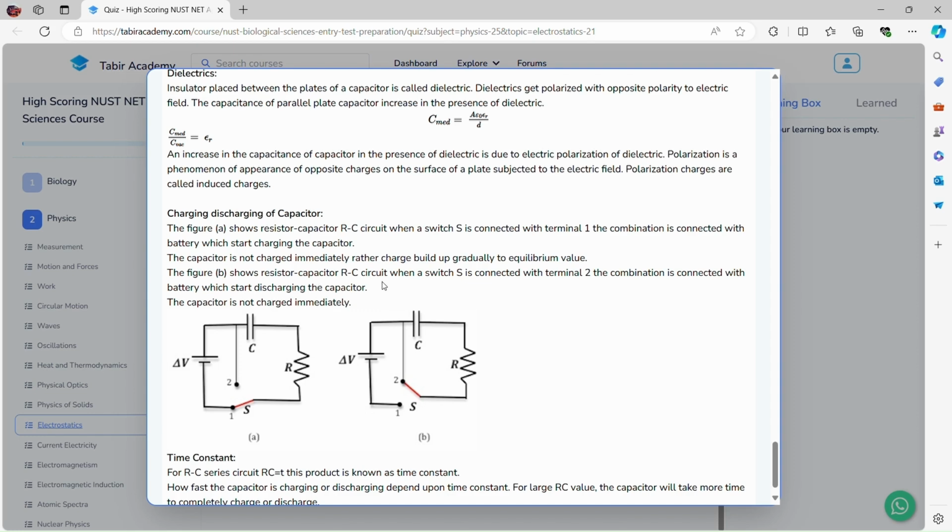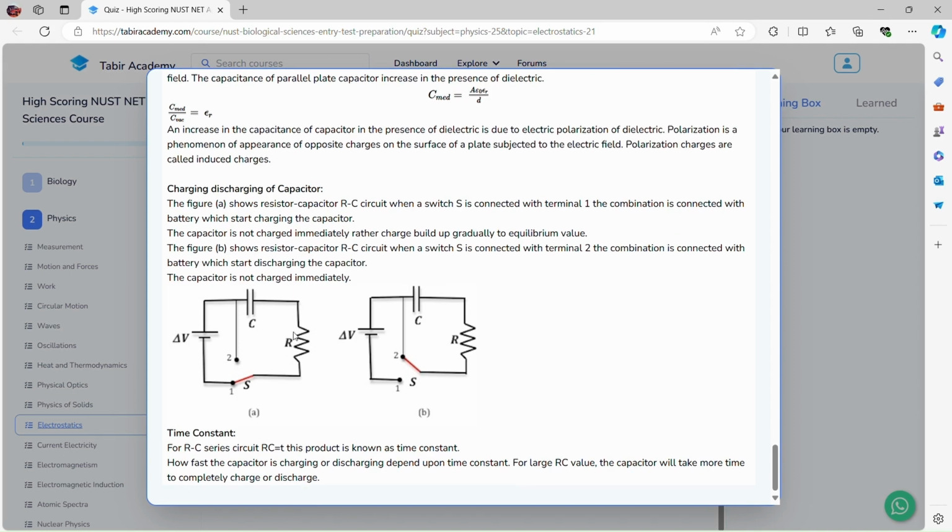Figure B shows a resistor capacitor RC circuit. When a switch S is connected with terminal 2, the combination is disconnected from the battery, which starts discharging the capacitor. The capacitor is not discharged immediately.